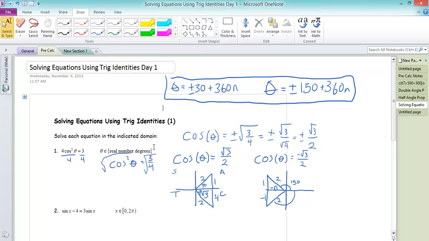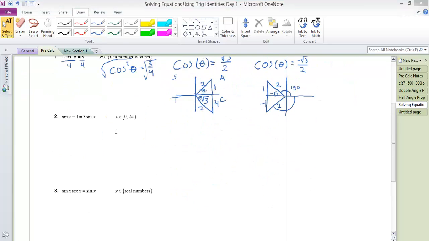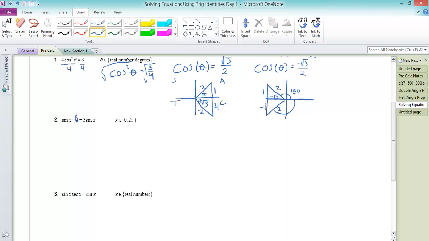Okay, for number 2, I'm going to make a quick adjustment to this problem. Instead of a 4 here, we're going to make this a 1 because it makes the problem solvable, actually. So we're going to have the sine of x minus 1 is equal to 3 sine x. And just like before, we're going to have all our x's on one side and numbers on the other. So I'm going to go ahead and subtract over a sine. So I get negative 1 is equal to 2 sine x.